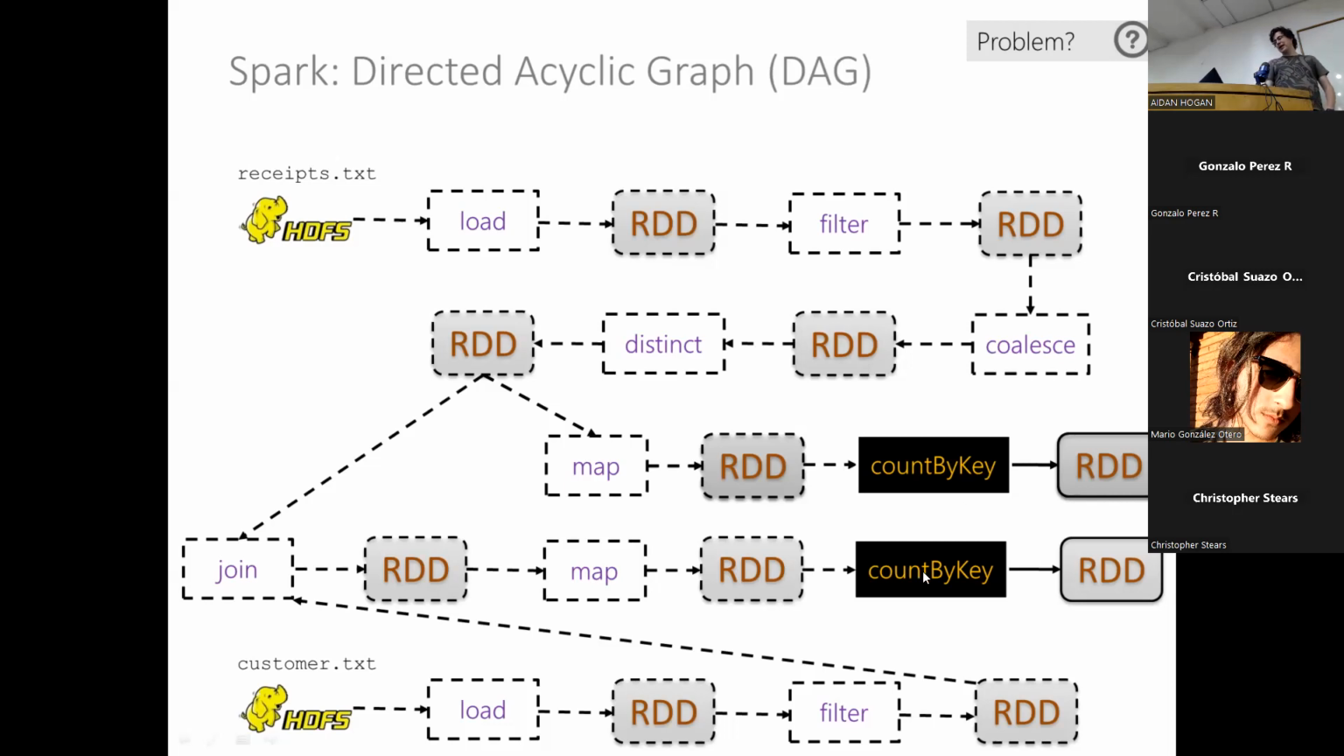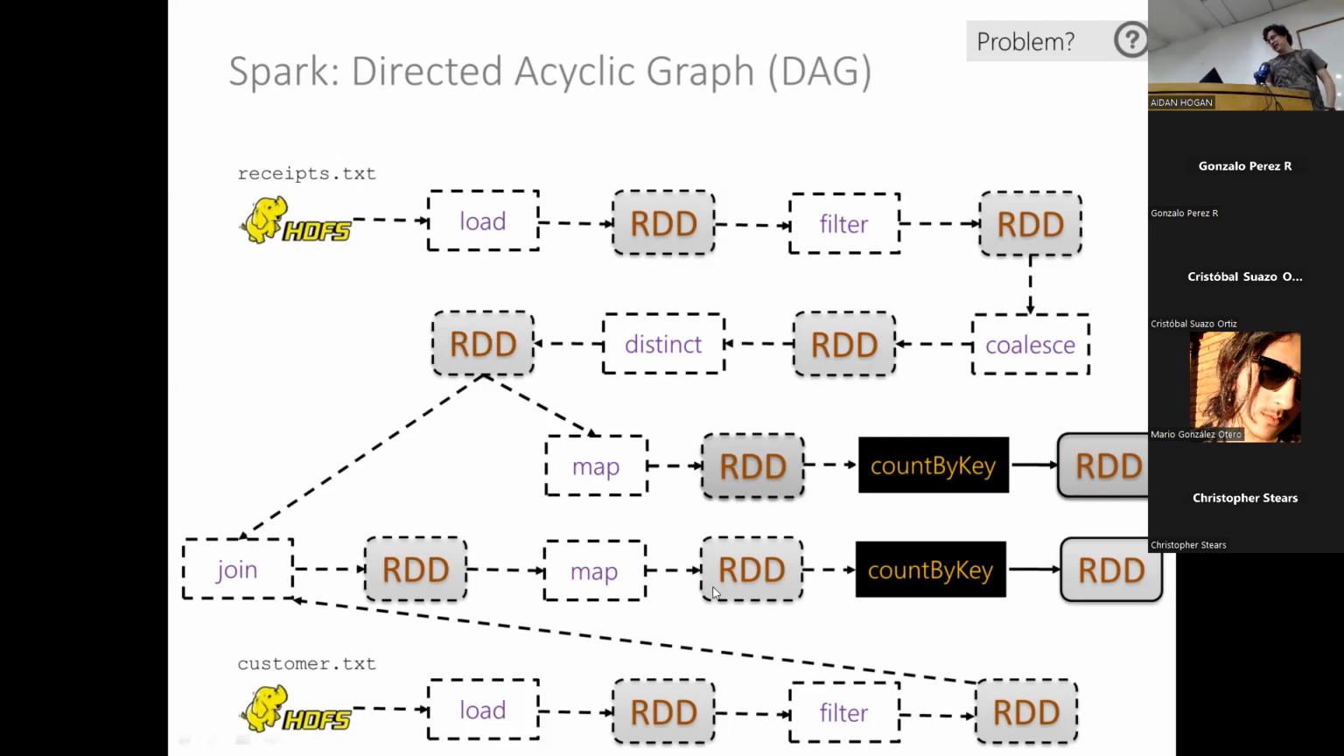So what will this count by key trigger? It will trigger this map. It will trigger this join. It will trigger this filter, this load. But also, it will need this RDD, which is not materialized. It's never materialized. So it's sort of an intermediate step.